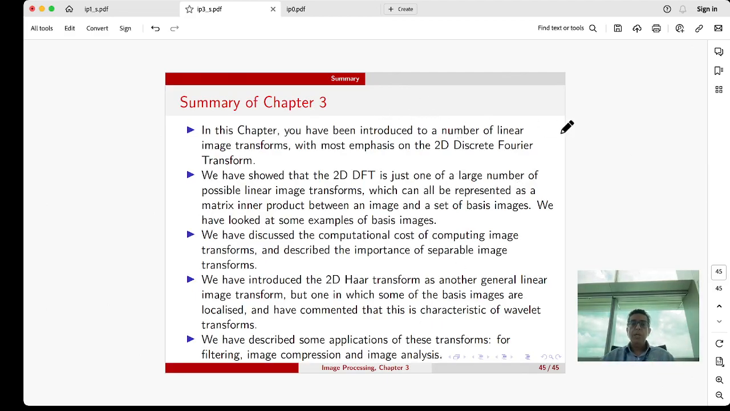So in this chapter, we've looked at a number of linear image transforms with most emphasis on the 2D discrete Fourier transform. We've shown that the 2D DFT is one of a large number of possible linear image transforms, and all of these can be represented as a matrix inner product between an image and a set of basis images, and we've looked at examples of what those basis images look like. We've discussed the computational cost of computing image transforms, the importance of separable image transforms. We introduced the Haar transform, and we also talked about the applications of image transforms. So that's it for this chapter.